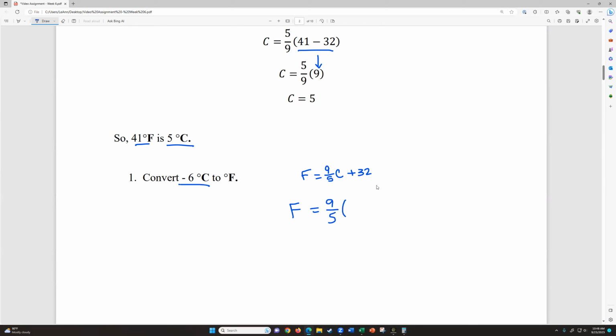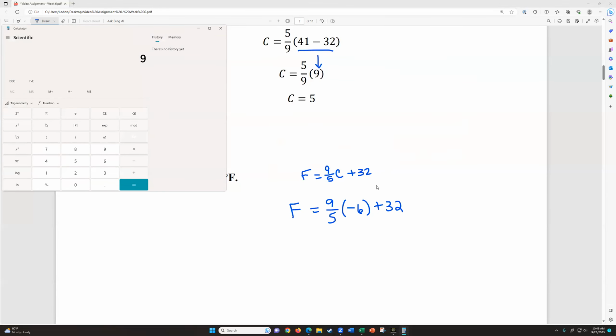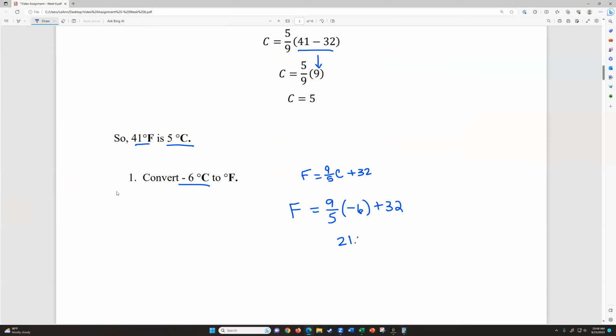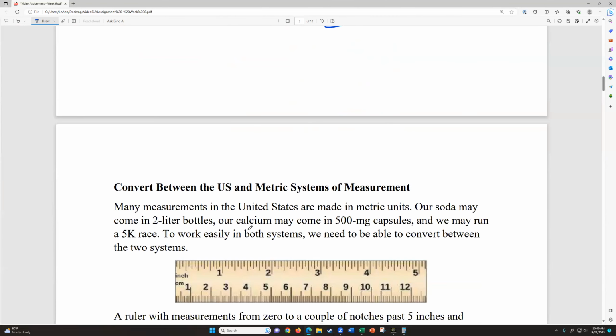So this will be 9/5 times negative 6 plus 32. Let's get our calculator out. 9 divided by 5 times 6, that is negative, so you'll need to use your negative button on your calculator. That's negative 10.8 plus the 32. We get 21.2 degrees Fahrenheit. So negative 6 degrees Celsius is 21.2 degrees Fahrenheit.